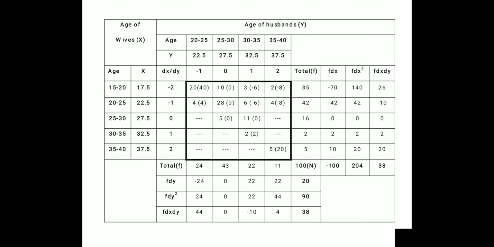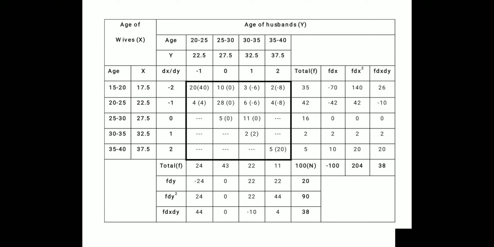So this is the table for the calculation of correlation. In the first column we are given the age, that is in the continuous series, and in the next column the value of x refers to the mid values of the ages, that is 17.5, 22.5, 27.5, 32.5 and 37.5. These are the x values. In the same way, the y values are also given, and we have found out the mid values of the series. Okay, so now the next step that we have to do is to calculate dx and dy.